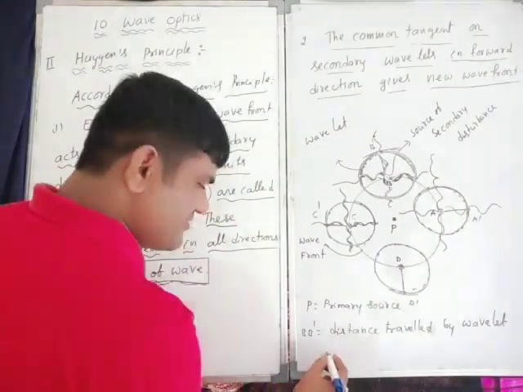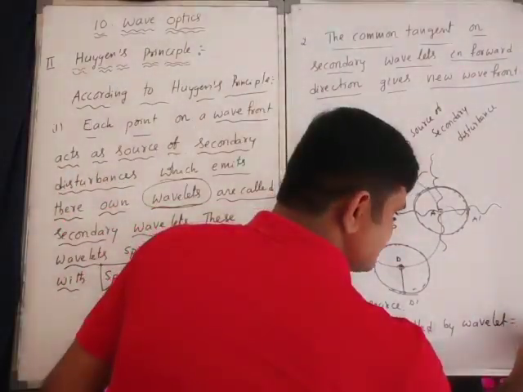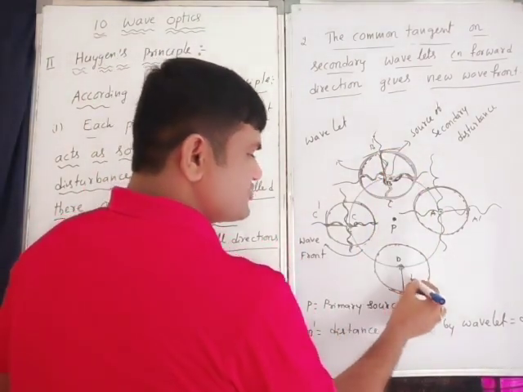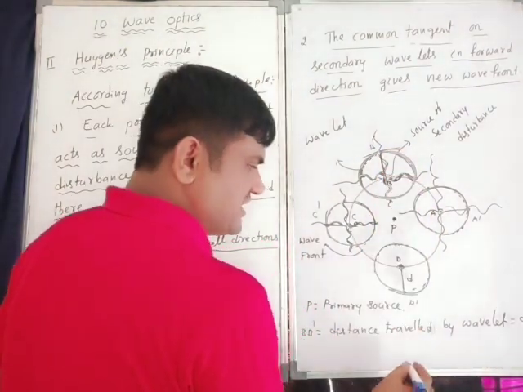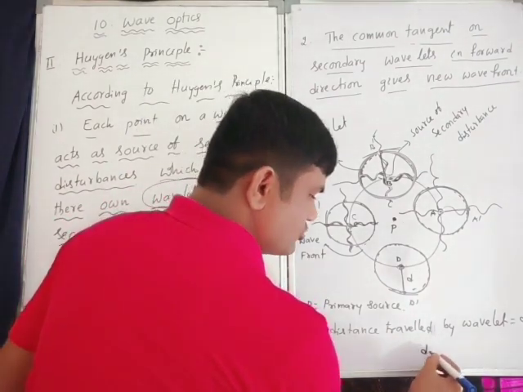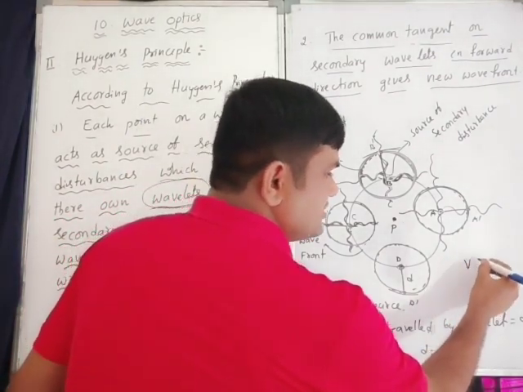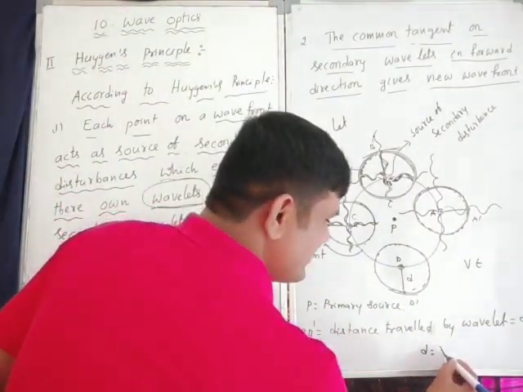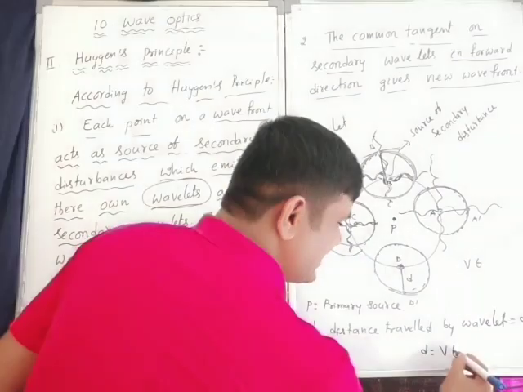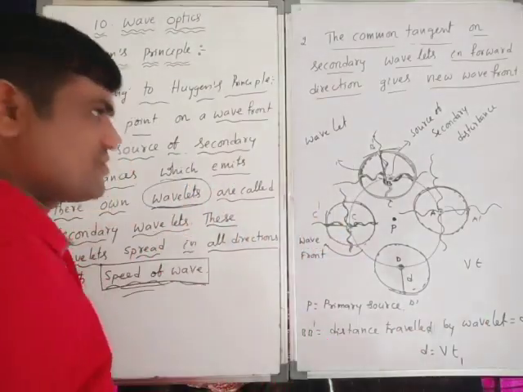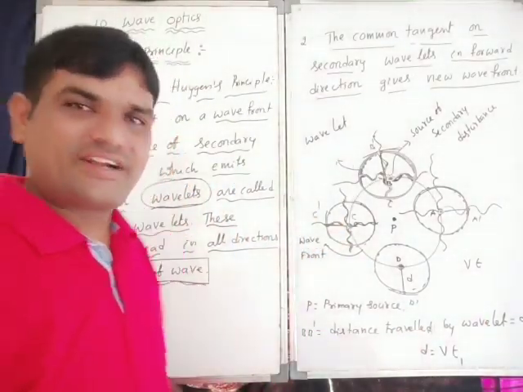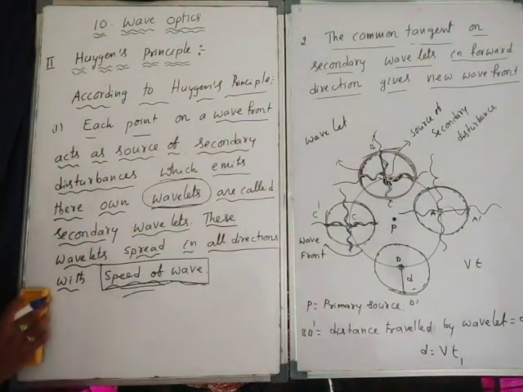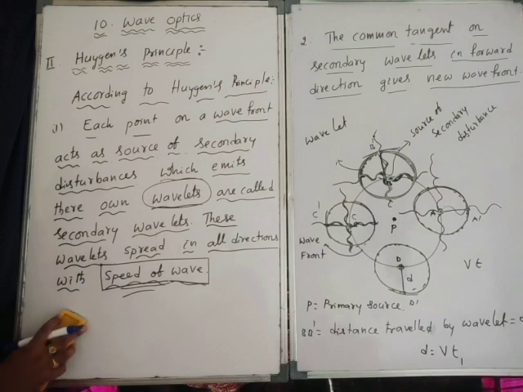So that distance I will consider as d. Here to here, how much distance? D is equal to velocity into time. Velocity into time, correct or not? Time I will consider T1. Where T1 is equal to, remember this point. This is the first point, very important point.